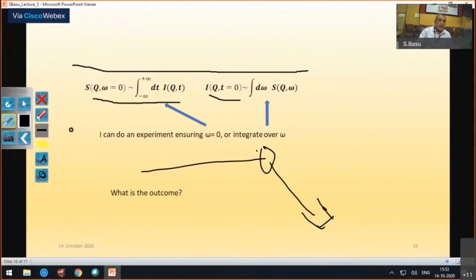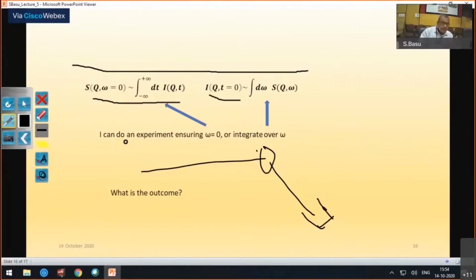Or when I do a q omega equal to 0 experiment, the system itself, the experimental design, takes care of the time averaging and I get a time average picture. So this is what we get from today's derivation. So this is how the correlation functions work.